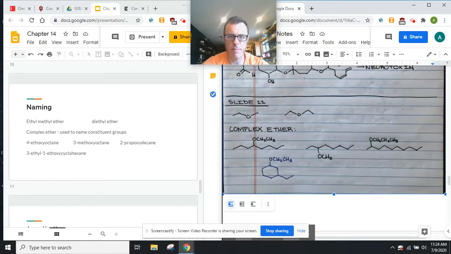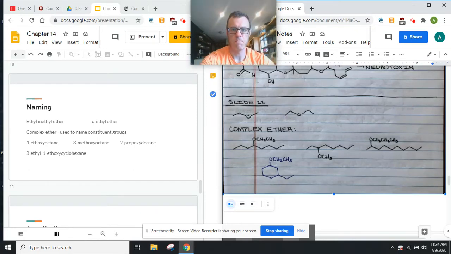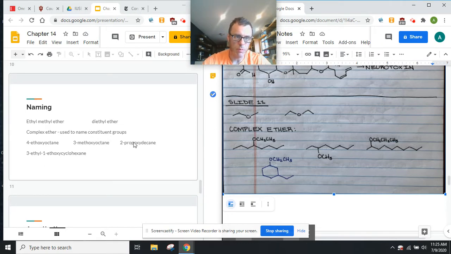Guys, now we've got to name ethers, and it's not too bad. Here is ethyl, a 2-carbon chain. Methyl ether tells us what's on both sides. Then we have diethyl ether, meaning there are two ethyls. So you have something like dipropyl ether, with propyl groups. No big deal. For complex ones, you have to change things a little bit.